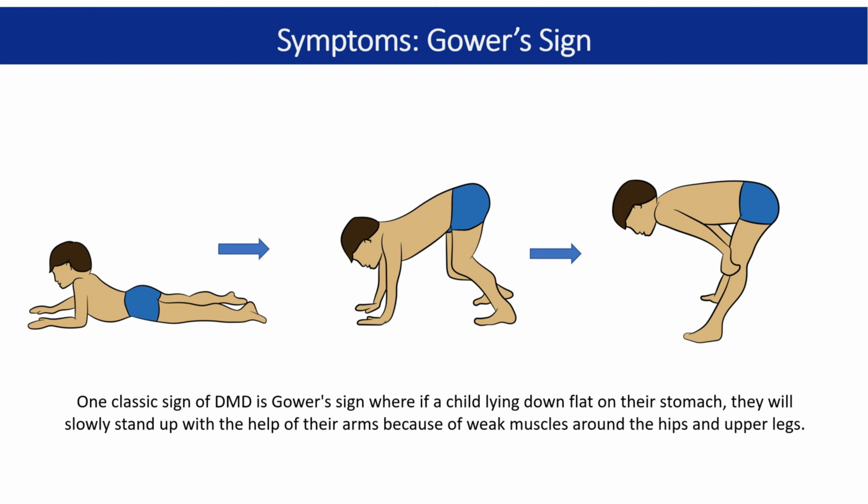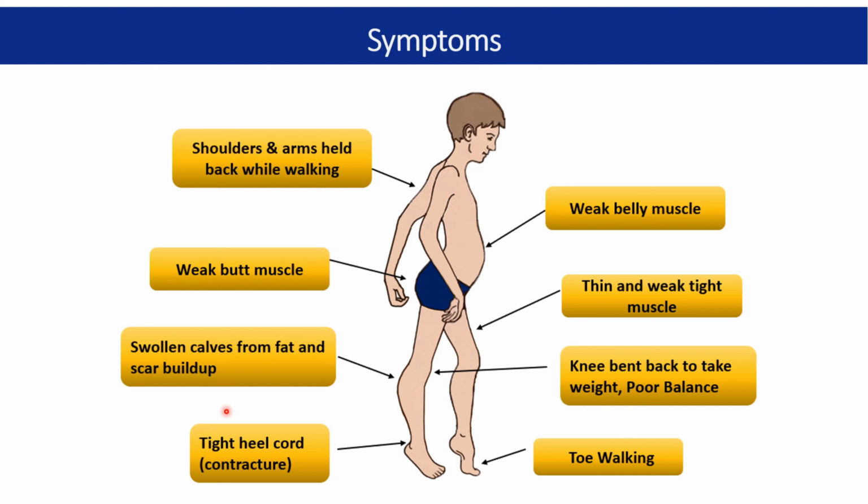It's called Gowers' sign. What happens is that when a child is lying flat on their stomach, they usually take help of their arms to get up, because the muscles in the thigh and hip region are very weak. You also see a weak belly muscle, so the belly protrudes out, and thin, weak thigh muscles. The knee is bent back to take the weight, and they have very poor balance.